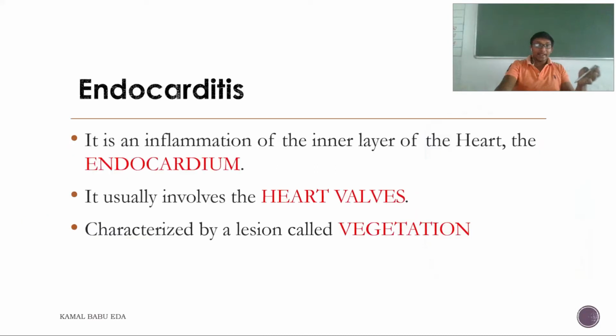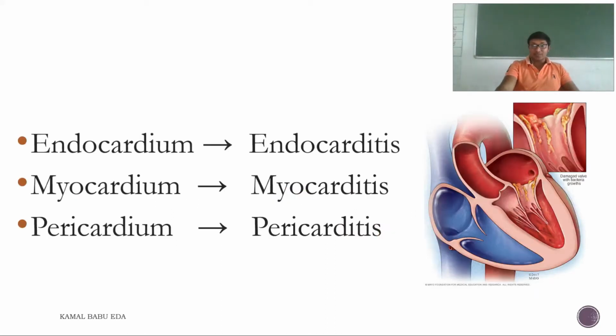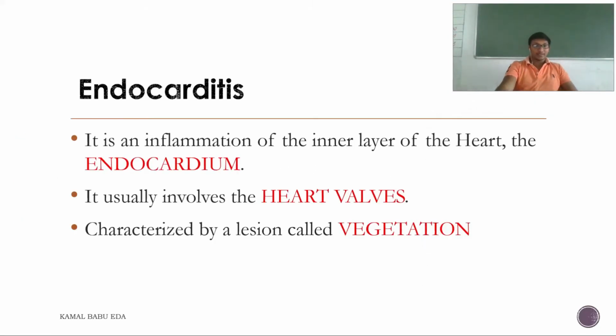Any infection that occurs usually involves the heart valve, and it is also characterized by a lesion called vegetation. If you see the picture here, you can observe the vegetation. The infection is growing on the valves. This is called endocarditis because of the vegetation; the inflammation comes out. Due to the inflammation, the cells become inflamed, and the condition results in endocarditis.